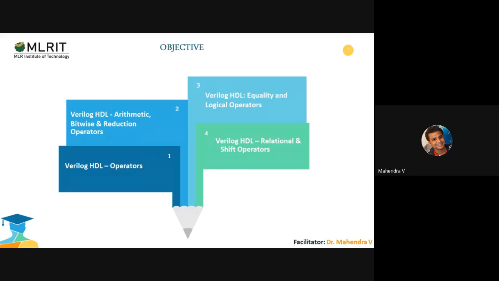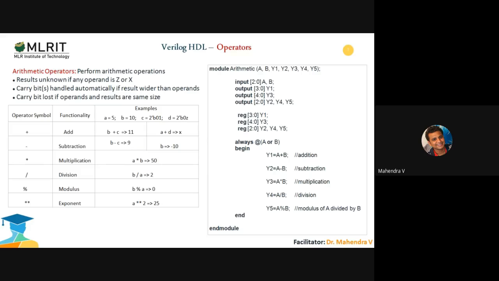Now let us see more operators we use in Verilog HDL. To perform the arithmetic operations, we use these operators. Here you can see the table, where we have explained the symbol used for each operation and its functionality. For addition we use the plus symbol, for subtraction minus, for multiplication asterisk, for division forward slash, for modulus the percentage symbol. For the exponent, which means repeated multiplication, we use two asterisks.